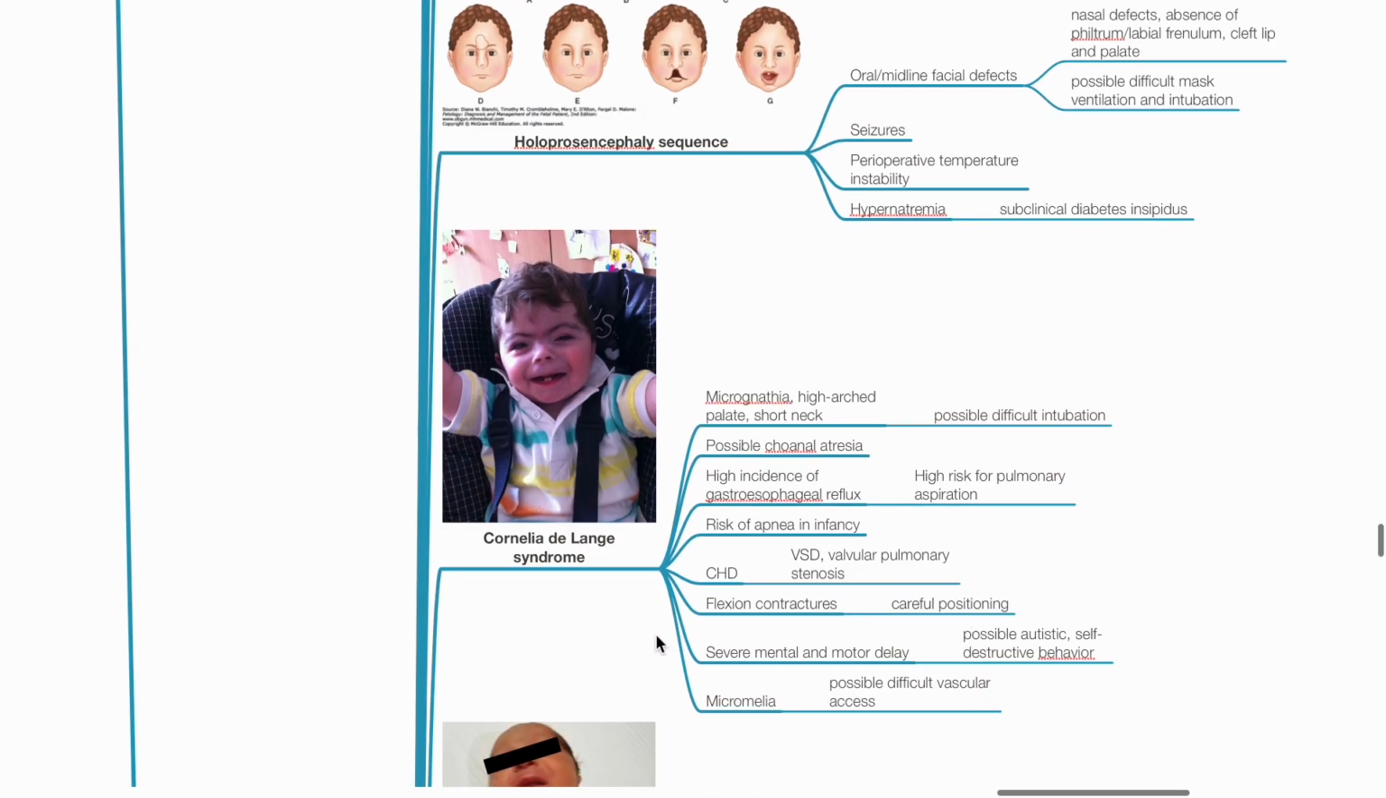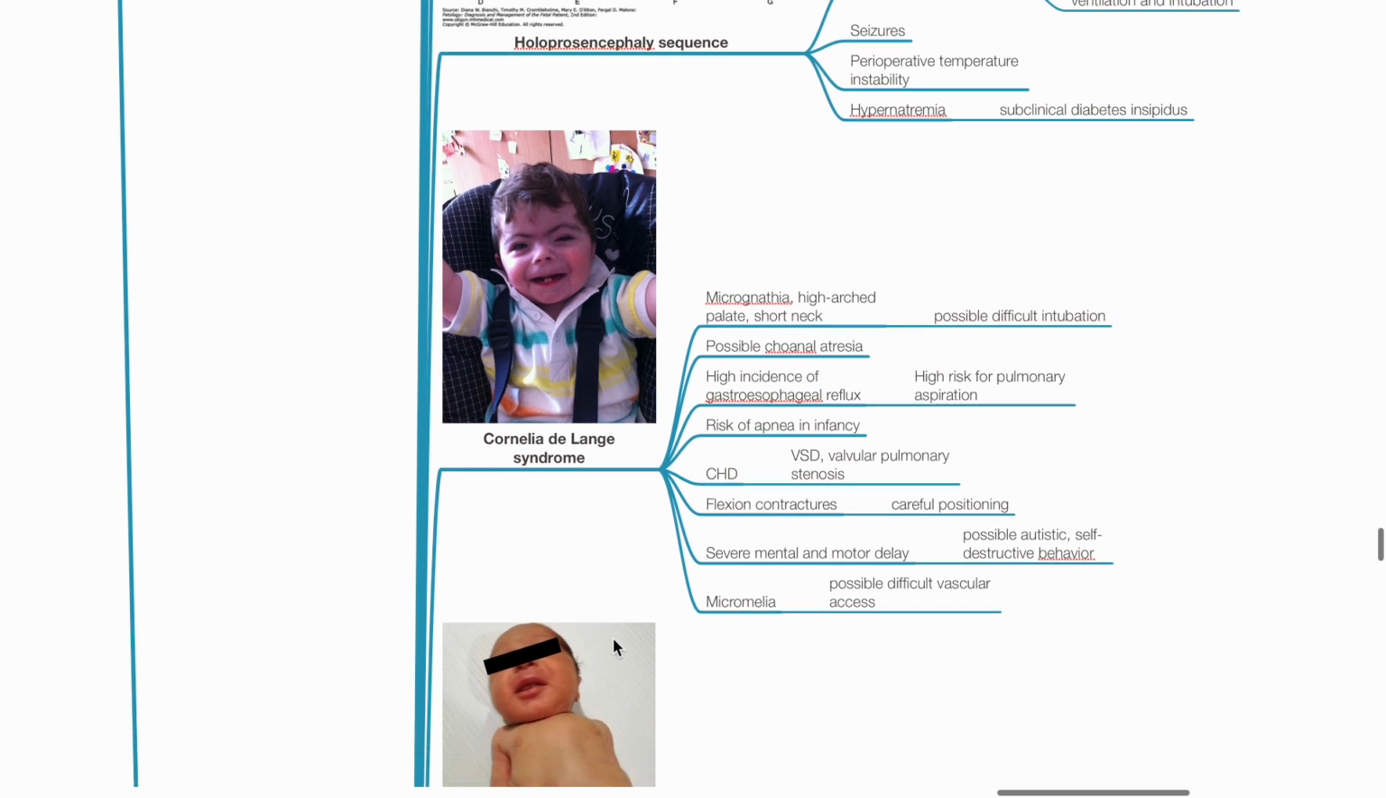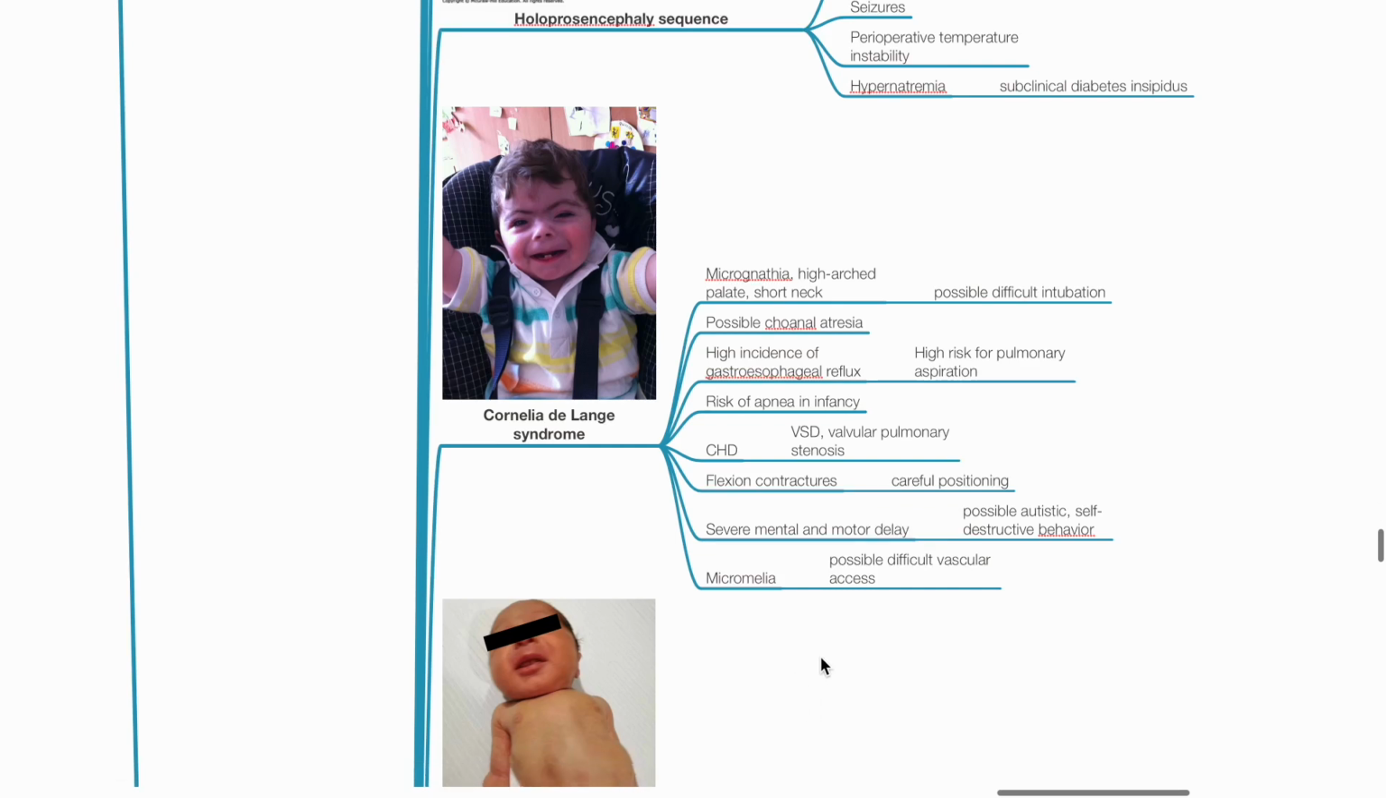Cornelia de Lange syndrome. Features include micrognathia, high arch palate, short neck, choanal atresia, GE reflux, pulmonary aspiration, risk of apnea in infancy, congenital heart disease such as VSD, valvular pulmonary stenosis, flexion contractures, severe mental and motor delay, autism, self-destructive behavior, and micromelia. Micromelia may cause difficult vascular access.